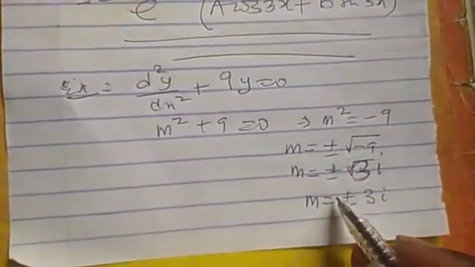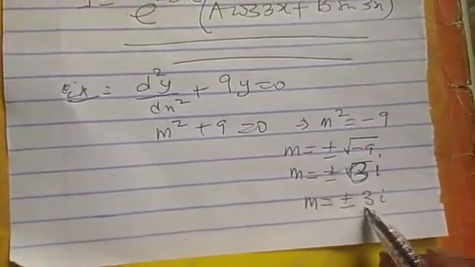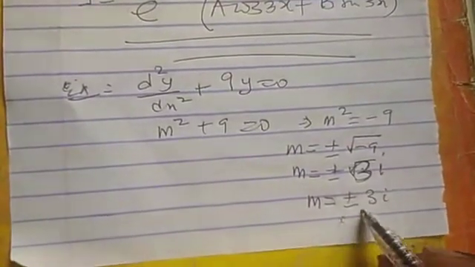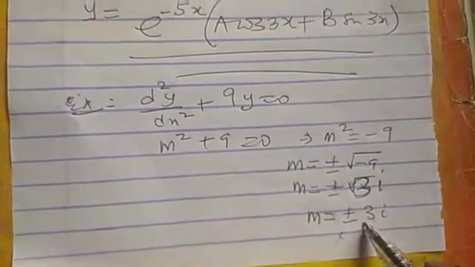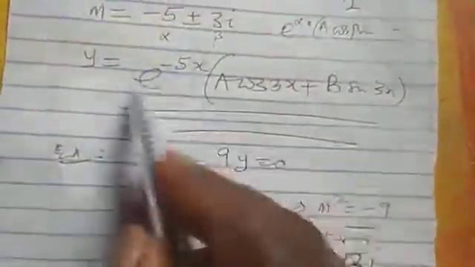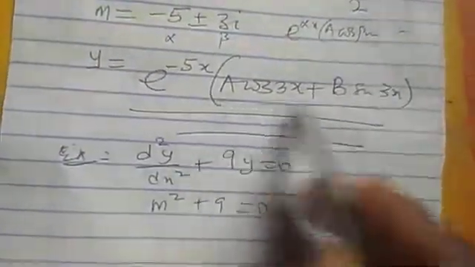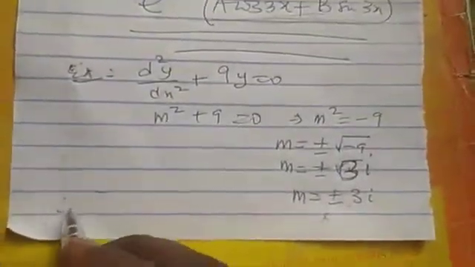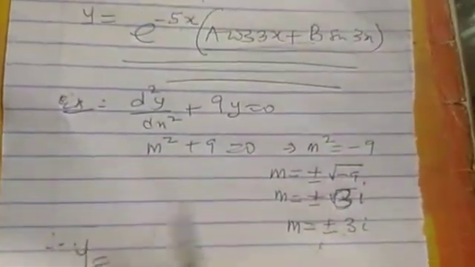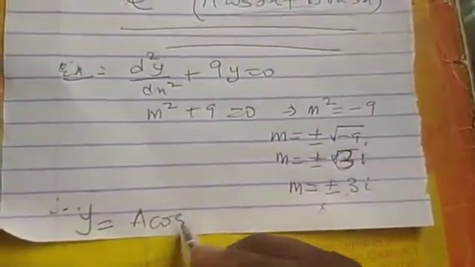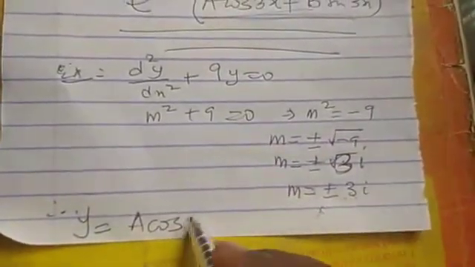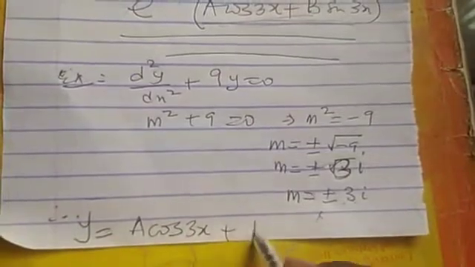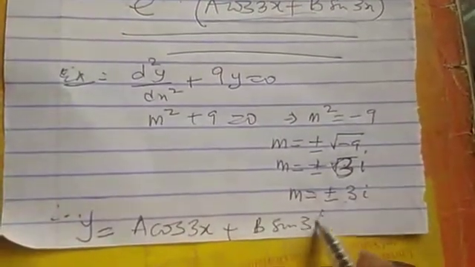So you see that there's no alpha here. We only have beta. It should have been alpha plus i beta. So it's only the beta that we need. So we neglect the plus or minus and take only the one inside because there's no alpha there. Alpha is 0. Therefore, the general solution will just be A cos 3x plus B sin 3x. So that's our answer.